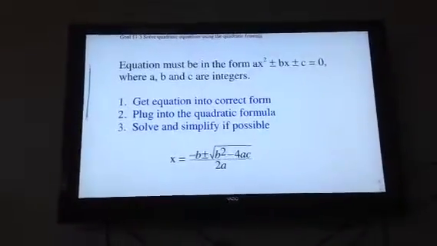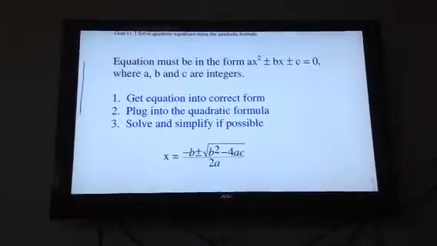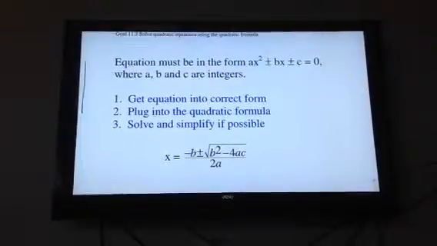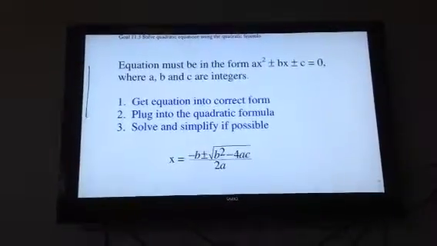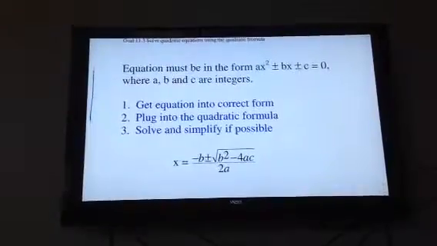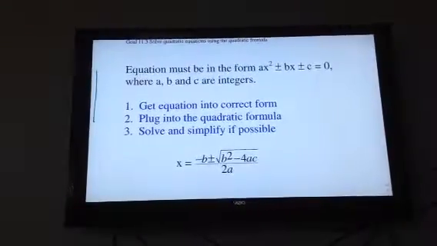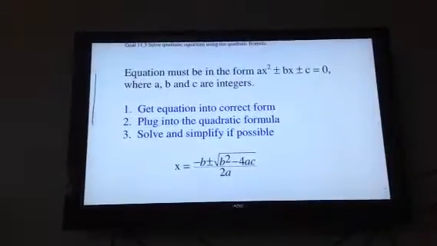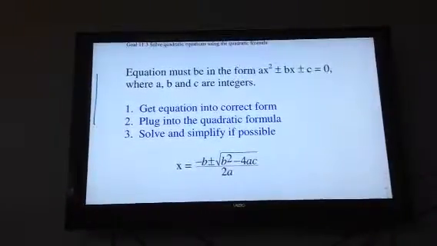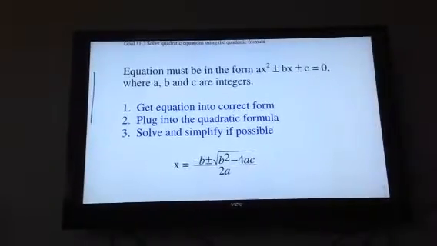Last semester, you learned to solve a quadratic equation by factoring. That's first and foremost the best way to go if it factors. We learned the square root method last class. The square root method was only usable when you had a square term and a constant term. You can't use it when you have a linear term.